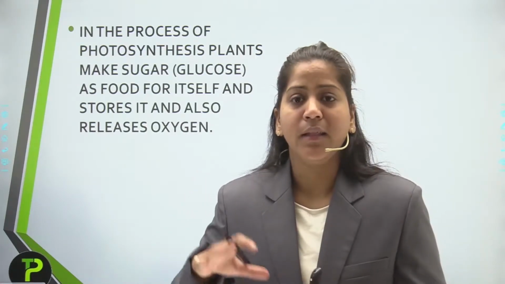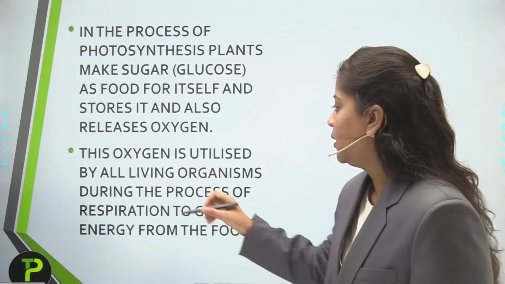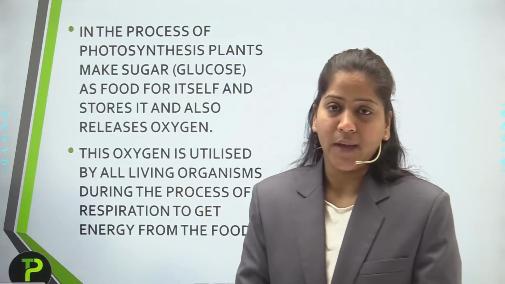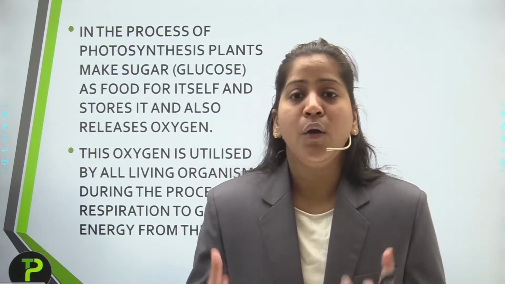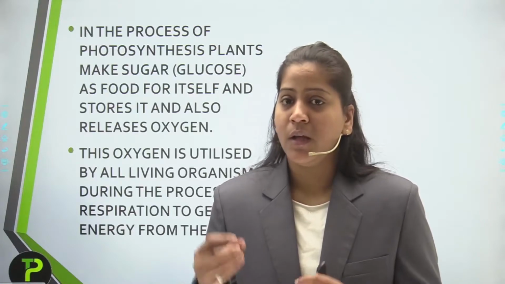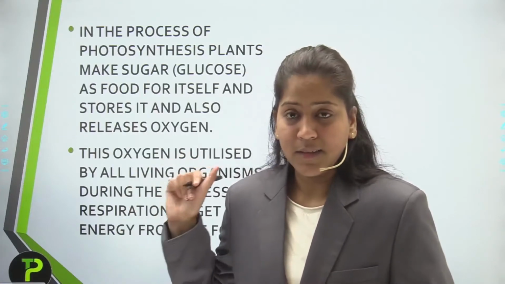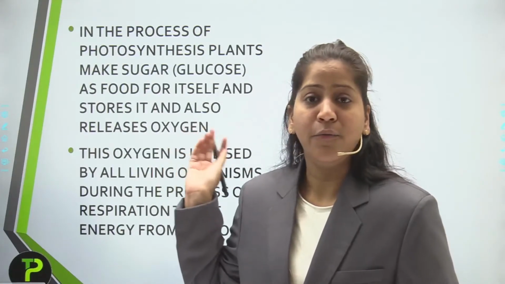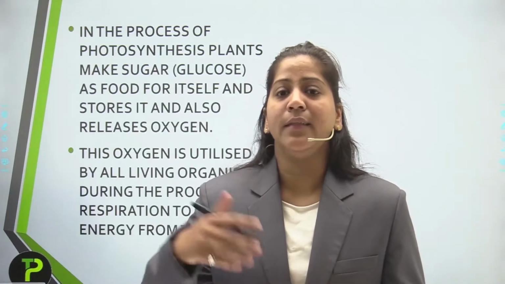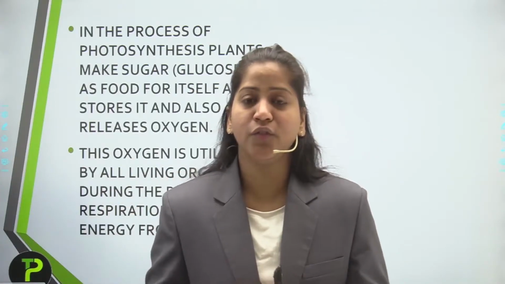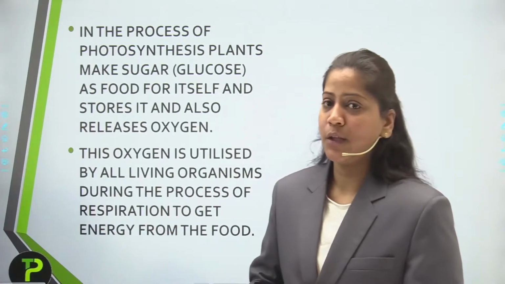they emit oxygen into the environment, and that oxygen is utilized by all living organisms through respiration. The air we inhale is oxygen from the environment. Where does the oxygen come from? This is the place where oxygen comes from. Plants produce oxygen and release it into the environment, and we utilize that oxygen by the process of respiration. This is all about photosynthesis. Now, moving forward.